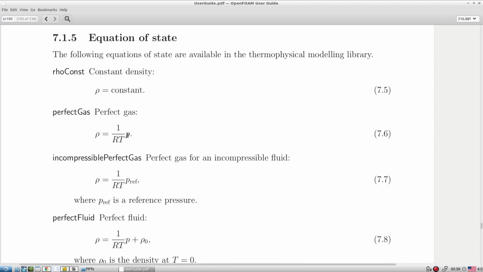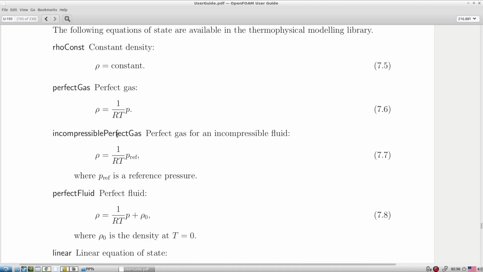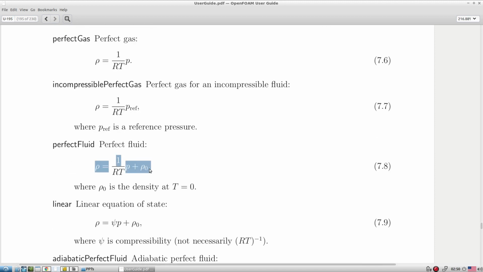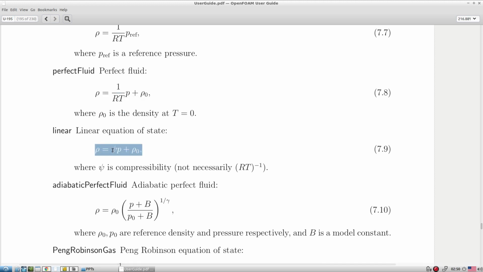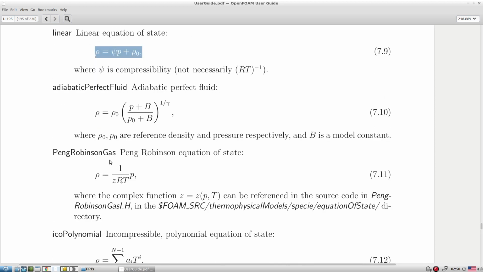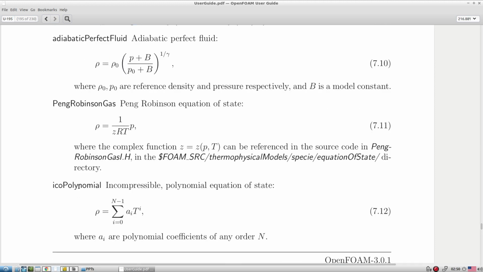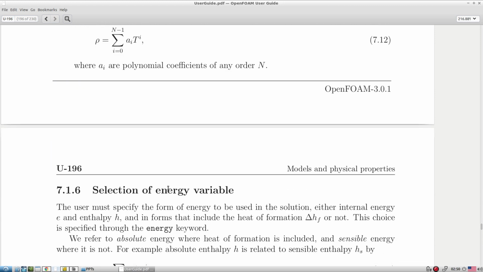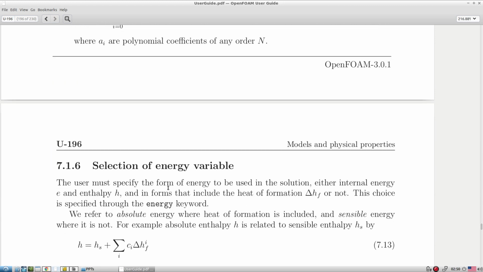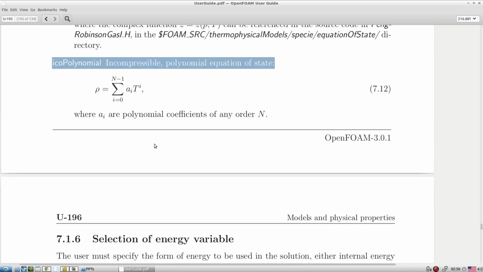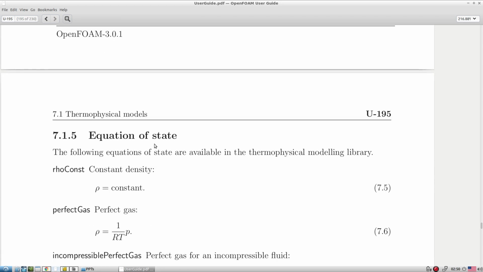So it is nothing but compressibility times pressure. So 1 by RT is what? Psi, and that is compressibility. So when we specify perfect gas, it is nothing but compressibility, and from the pressure we quantify the density. For incompressible perfect gas, this is what? Then perfect gas, this value. You can specify linear combinations, adiabatic perfect gas, and many rhoPolynomial-based ones also. So this is what we have as different classes of equations of state.